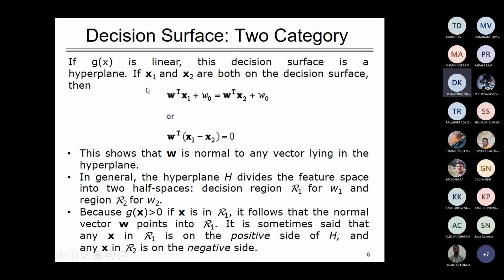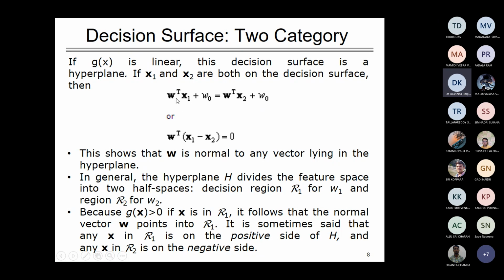Now let us imagine a situation where x1 and x2 are feature vectors, and both are found on the decision surface. Whenever these two feature vectors x1 and x2 are found on the decision surface, for x1 we can write g(x1) equals 0, and for x2 we can write g(x2) equals 0. Now we are equating these two functions.